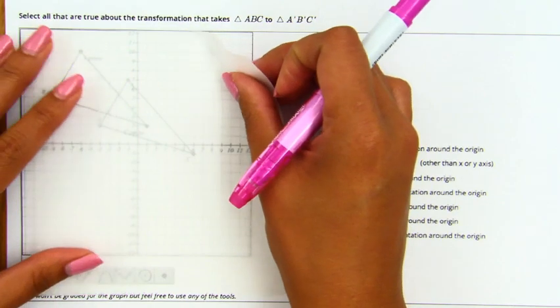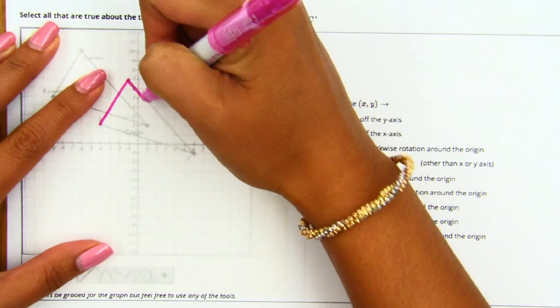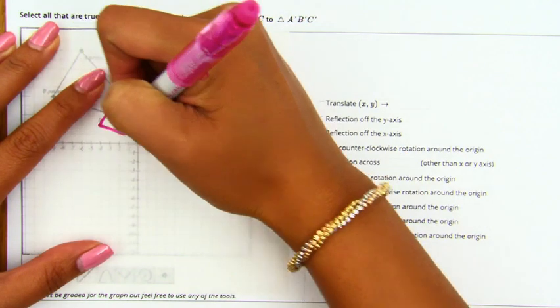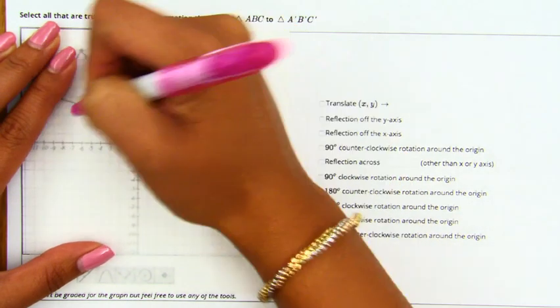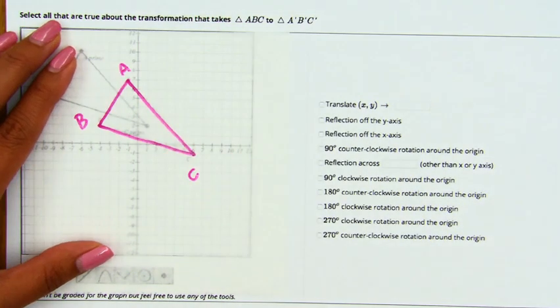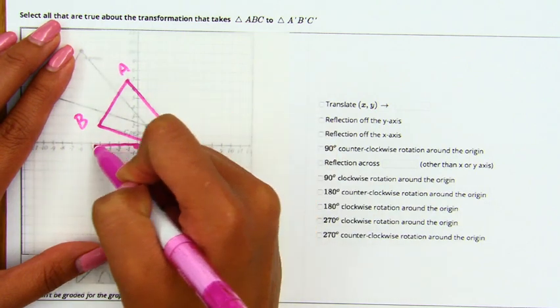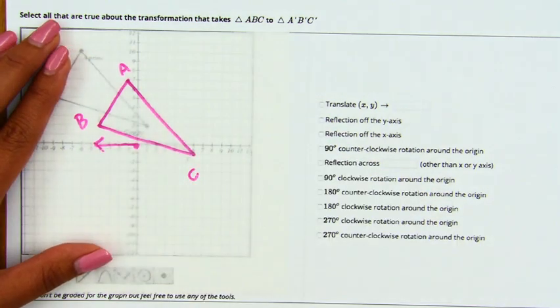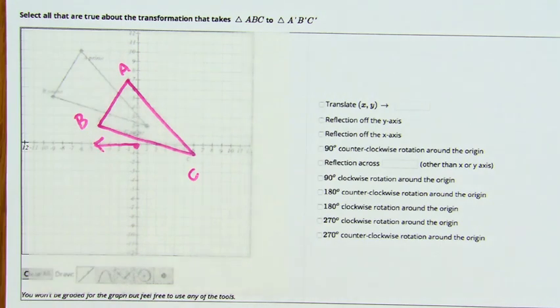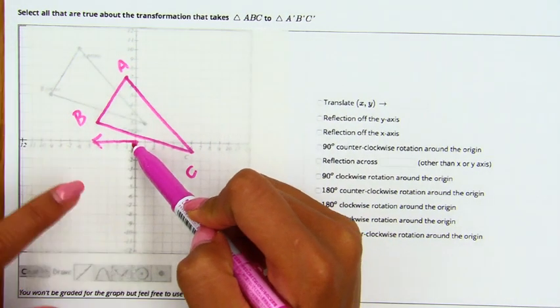I'm going to first start with copying my first triangle, the one without the primes. Here's C, here's B, and here's A. To check to see if this is a rotation or not, I'm going to draw a reference line. In this case, I'm going to have it pointing west. I'm just trying to show you that it really doesn't matter which direction your reference line is as long as you have just one.